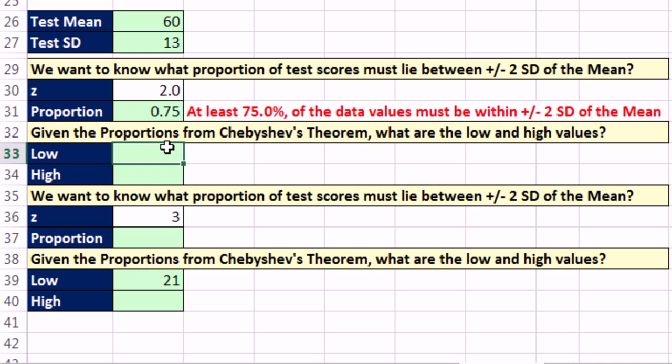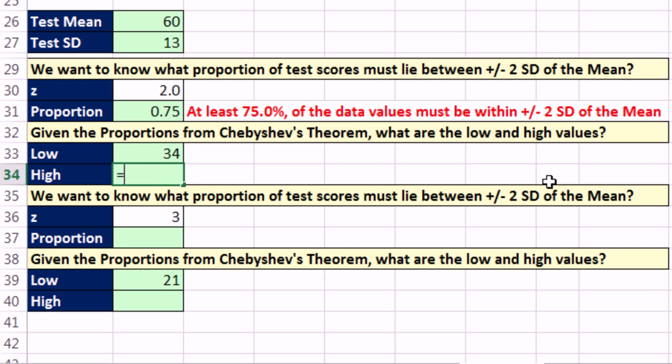The low is 2 standard deviations below, and the high is 2 standard deviations above. Below and above what? Equals, it's the mean. So we take the mean, 60 points. For the low, we're going to subtract 2 standard deviations, that's the number 2, times the actual standard deviation. That means 26, that's 2 times 13, subtracted from 60, Control Enter, we get 34. So that'll be the low end of this percentage statement.